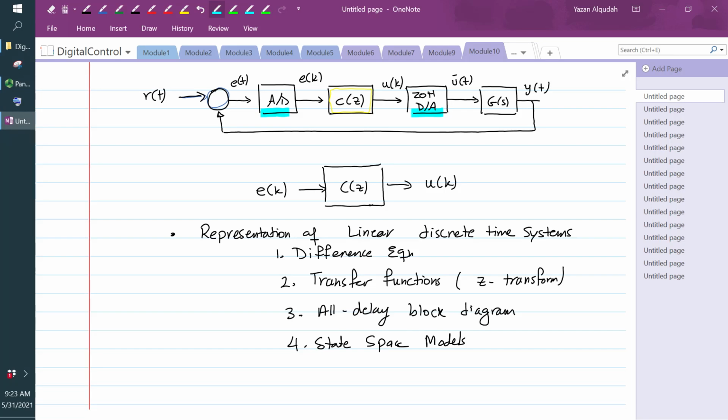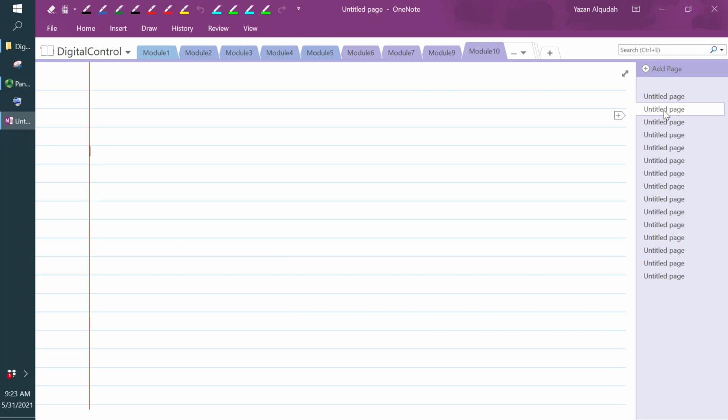Okay, and again we're going to be looking at difference equations, transfer functions, we're going to be reviewing the Z transform, we're going to be looking at all delay block diagrams, and then we're going to be looking at the state space representation. Okay, so let's start with the first representation, which is the difference equation representation.